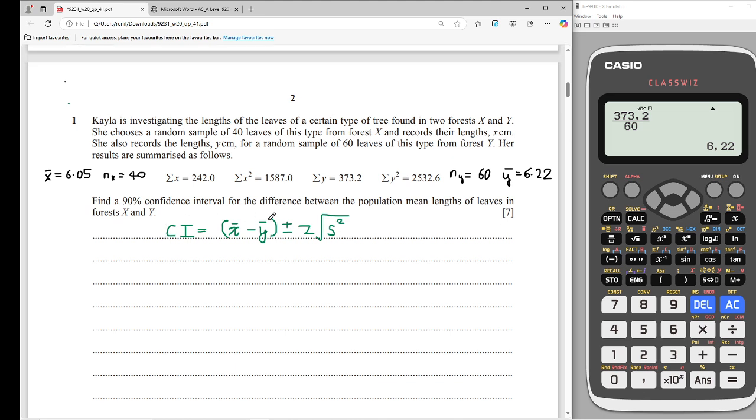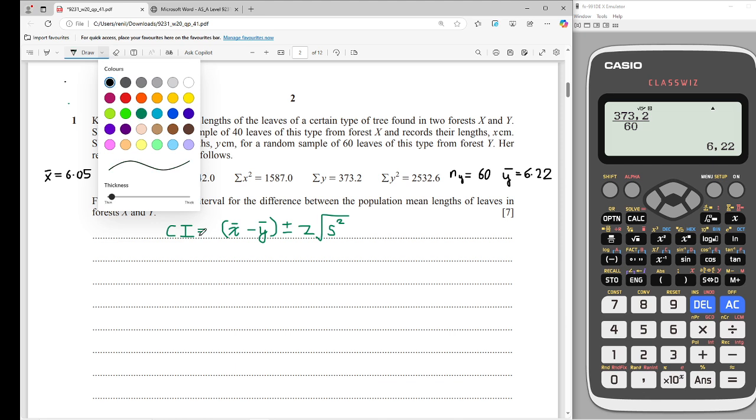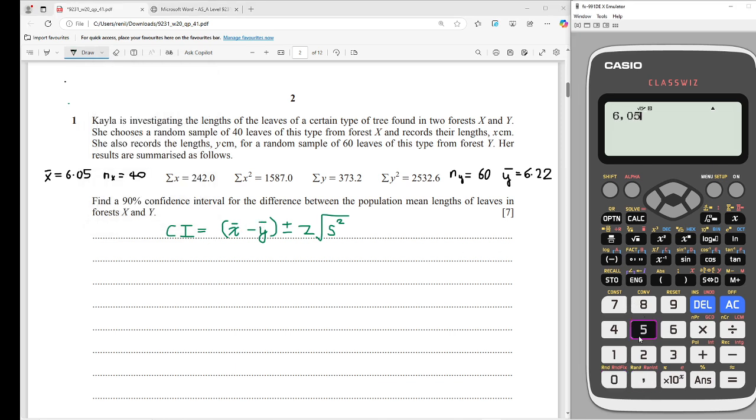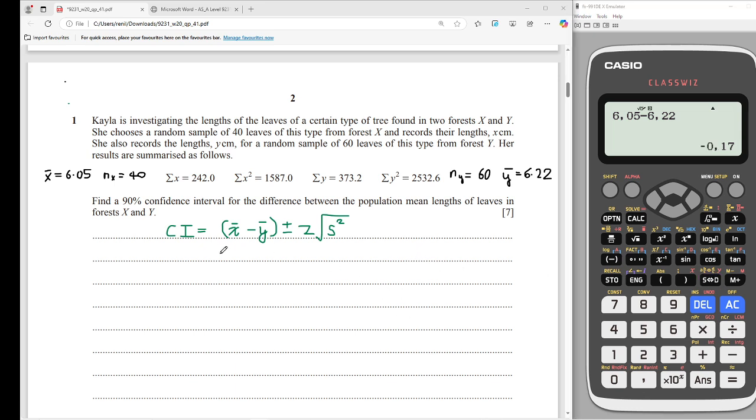Okay, moving on, we have the sample mean X. So let's plug in the values we already know: sample mean X minus sample mean Y, which is 6.05 minus 6.22, negative 0.17. And this is plus or minus a particular z value. So which z value do we use?